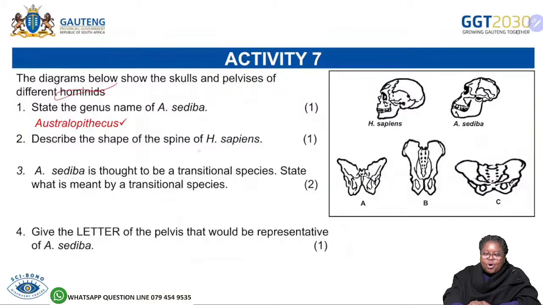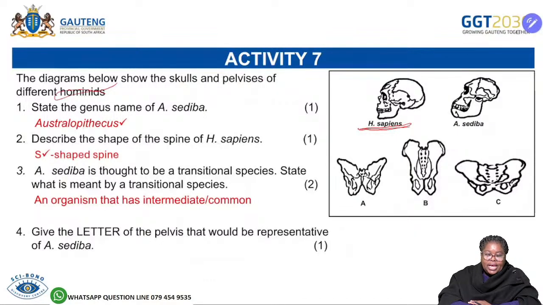Describe the shape of the spine of H. sapiens. The spine, yes, we have spoken more around that one. We've said the spine is S-shaped. Remember, if it was A. sediba, it was going to be C-shaped. A. sediba is thought to be a transitional species.